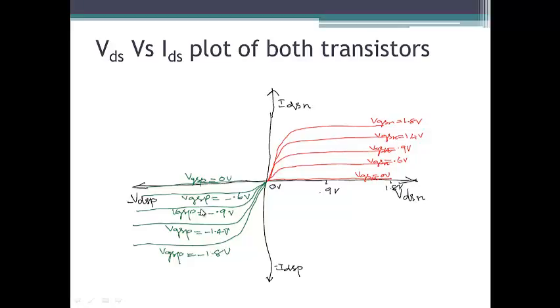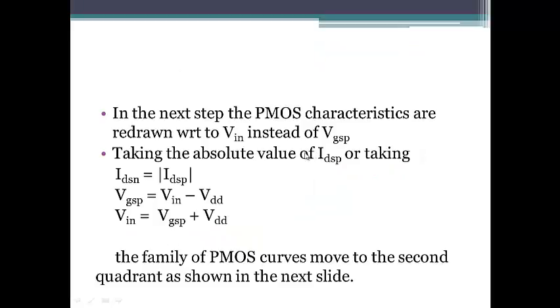So now we are going to draw these curves with respect to Vin instead of VGSP, and at the same time we are going to take the absolute value of IDSP. IDSP is negative. Now we are going to take the absolute value so that it becomes positive. So what happens? The current becomes positive. It goes to the positive y-axis. So take IDSN equal to mod of IDSP, and then VGSP will be Vin minus VDD. So Vin will be equal to VGSP plus VDD. So using this relation, we will find Vin for different values of VGSP.